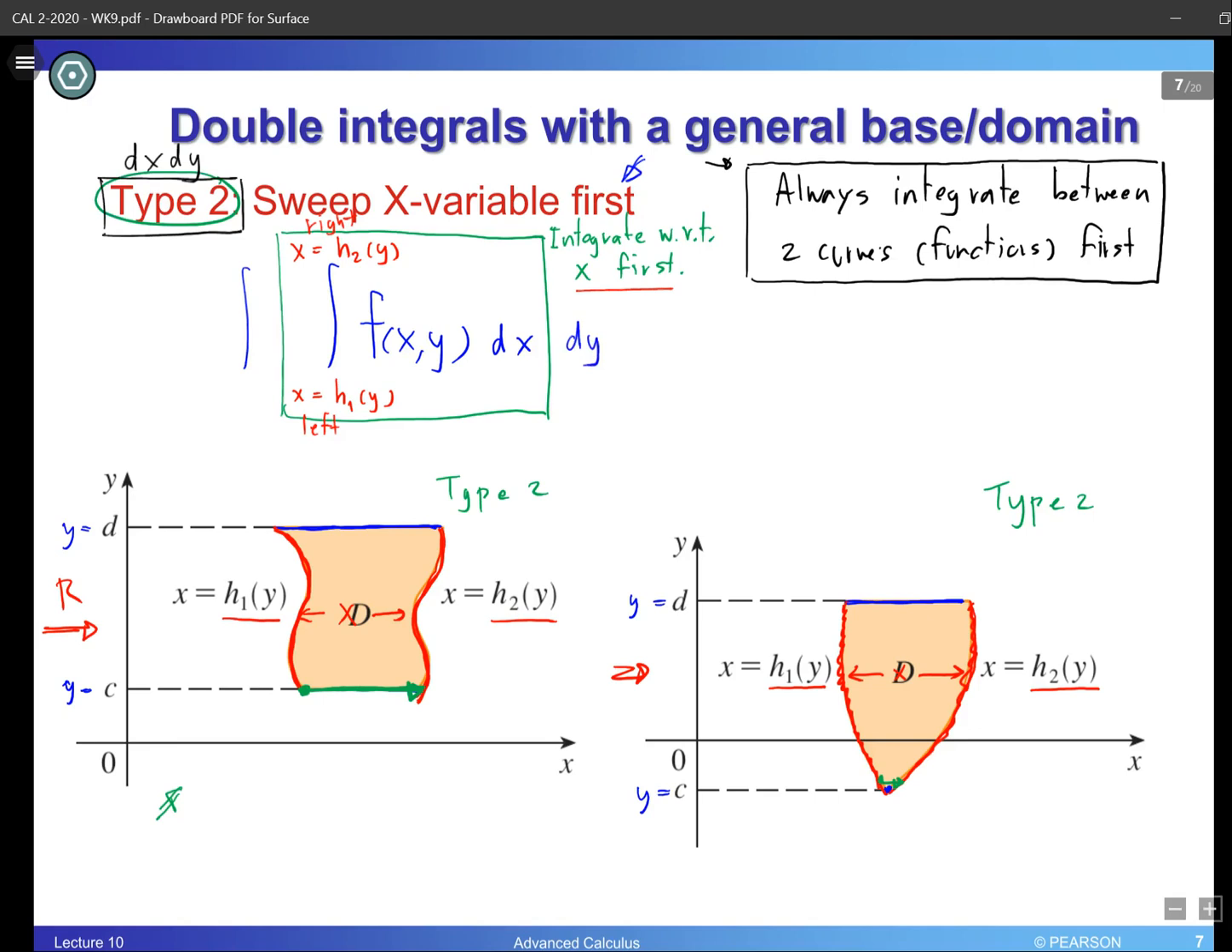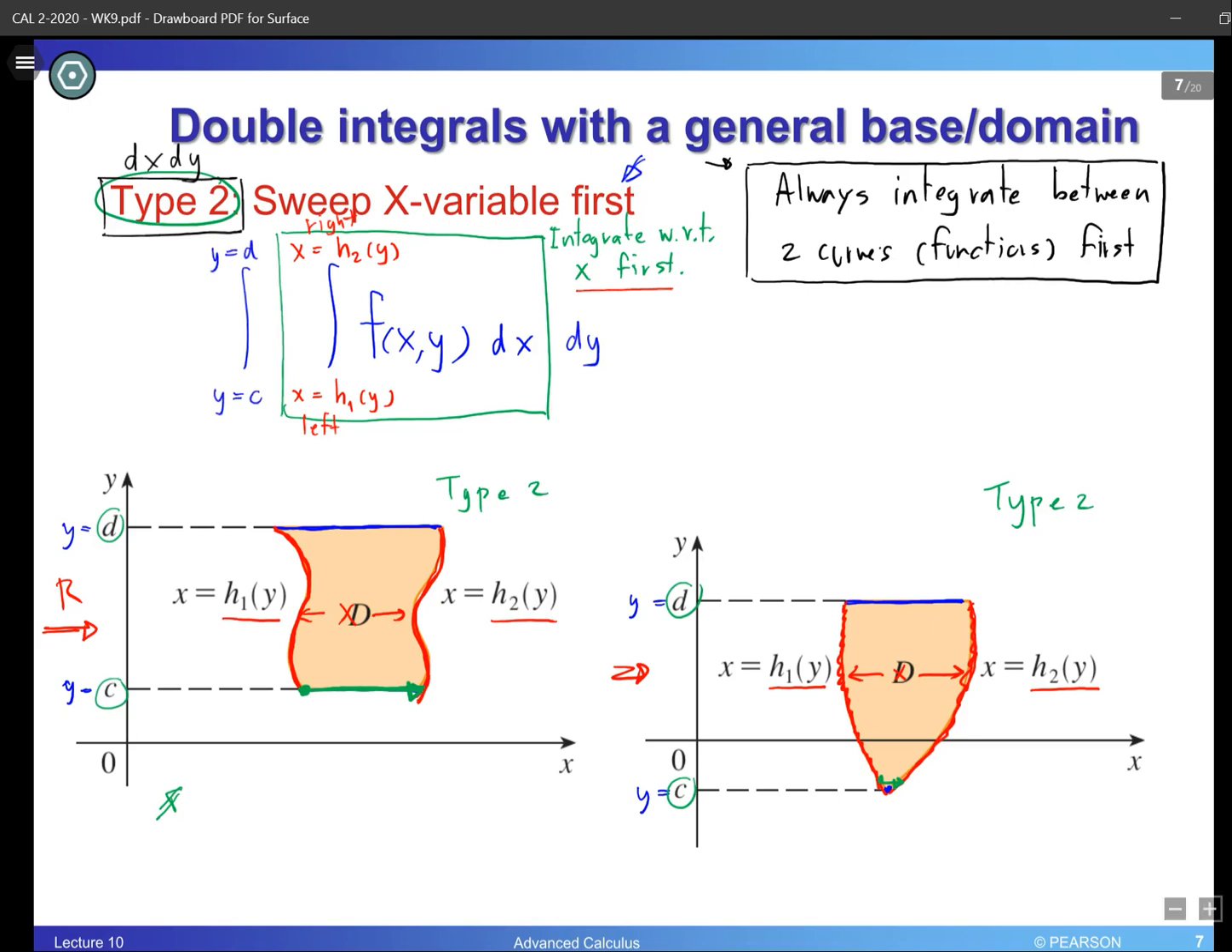Now we need to integrate with respect to y, and as you can see here, the range for the y variable starts from y equal to c and ends at y equal to d. Same thing here, start at y equal to c and end at y equal to d. So we are going to have y equal to c as the starting point and y equal to d as the endpoint. And this integration is going to replicate the sweeping pattern that we had before over and over again vertically until we cover the whole region.